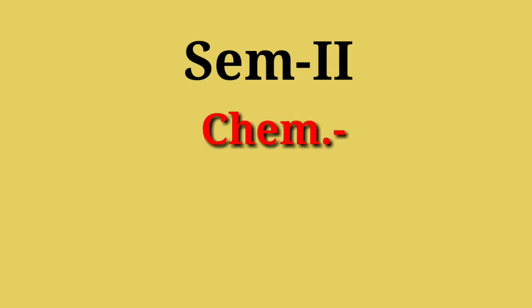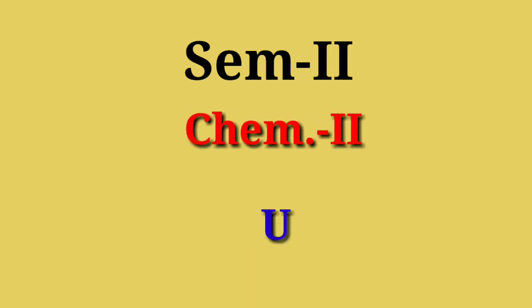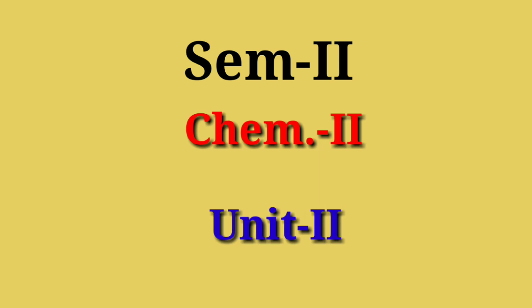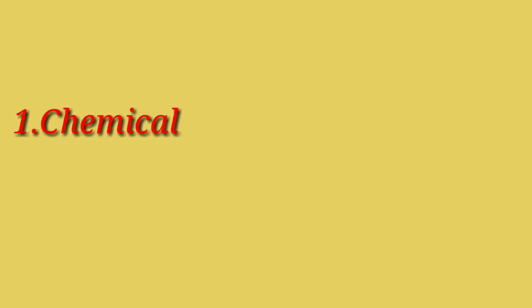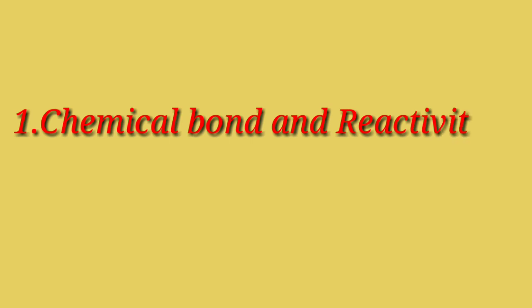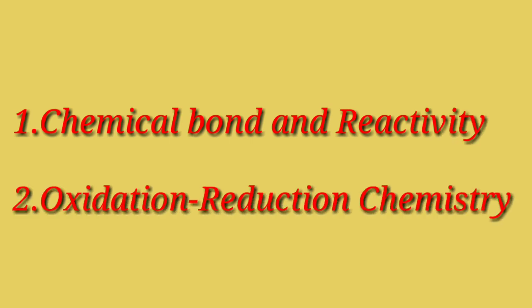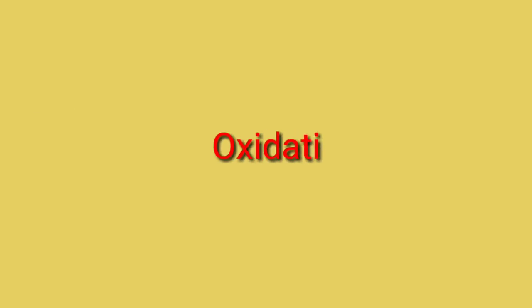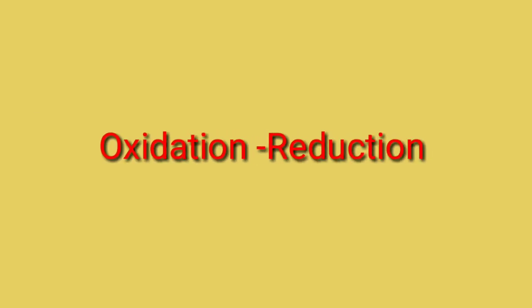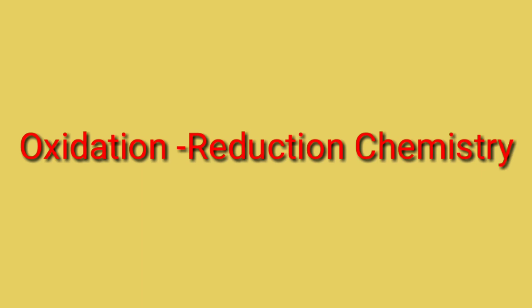For your second semester, I shall be taking Chemistry Paper 2. In that, Unit 2, which includes 2 chapters, that is, Chemical Bond and Reactivity and Oxidation Reduction Chemistry. So, students, first we shall start with Oxidation Reduction Chemistry.